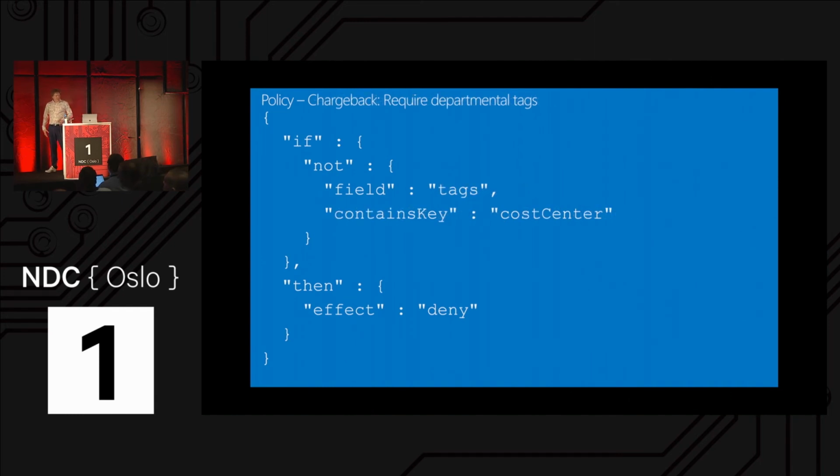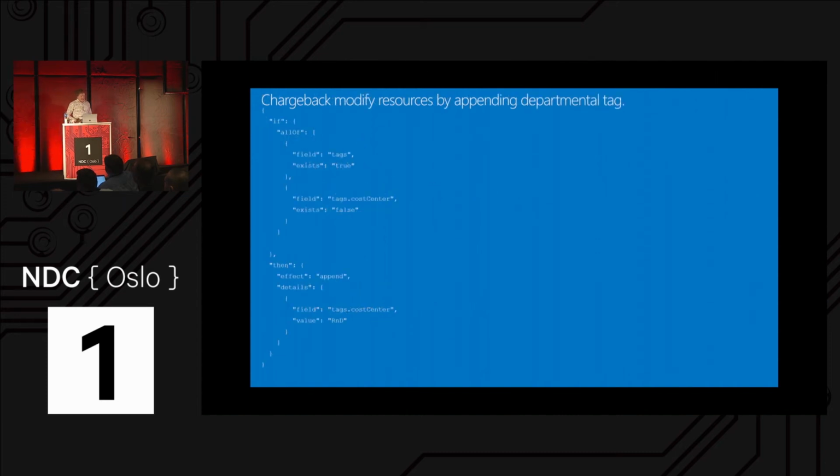Here's one. If the tags do not contain the key cost center, deny the deployment. This is evil manager, right? The manager enforces a policy that says you shall tag or you shall not deploy, right? That's what that means. So it's evil manager. There's actually nice manager as well.